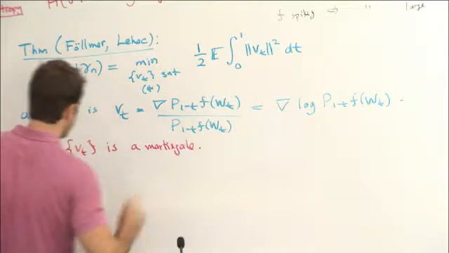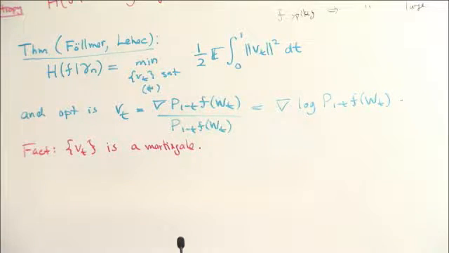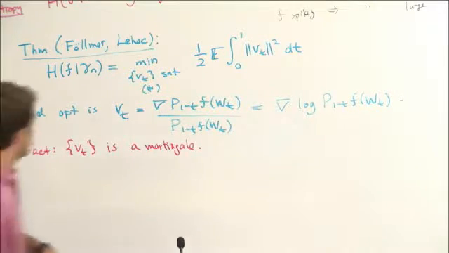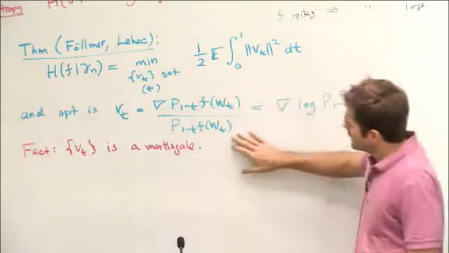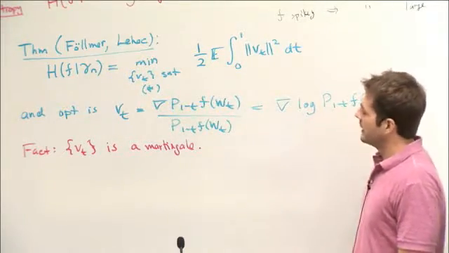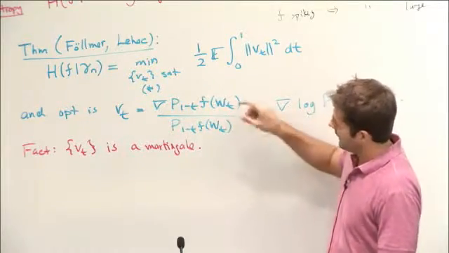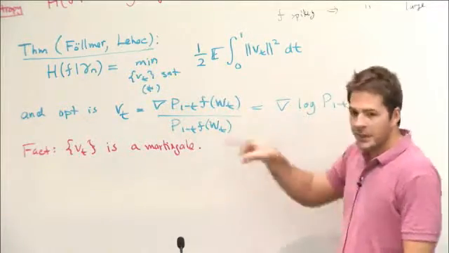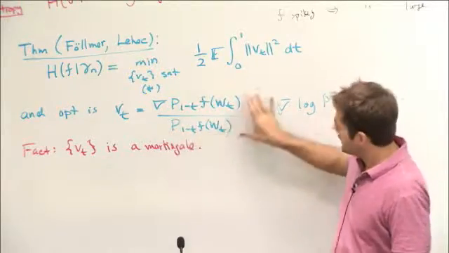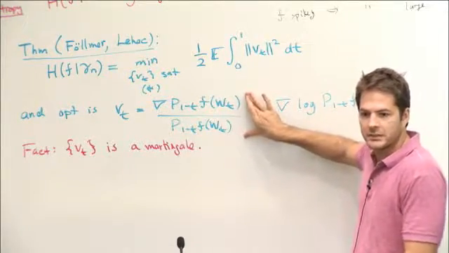And if we get to the proof of this theorem, then we'll see the fact that this V_t is a martingale. So for instance, the expected direction at time 1, when you're at time t, the expected direction you'll be pointing at time 1 is the direction you're pointing now.